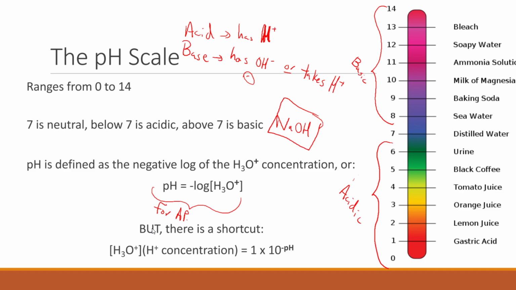When we have pH that we want to measure, we're going to do it by measuring the concentration of the H plus in a much less complicated way.